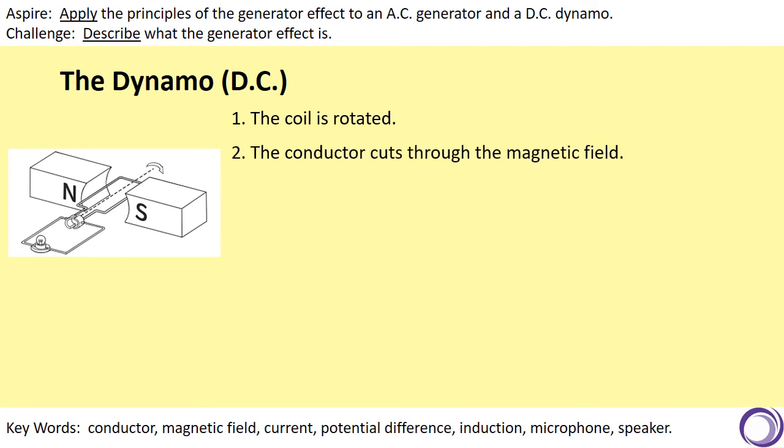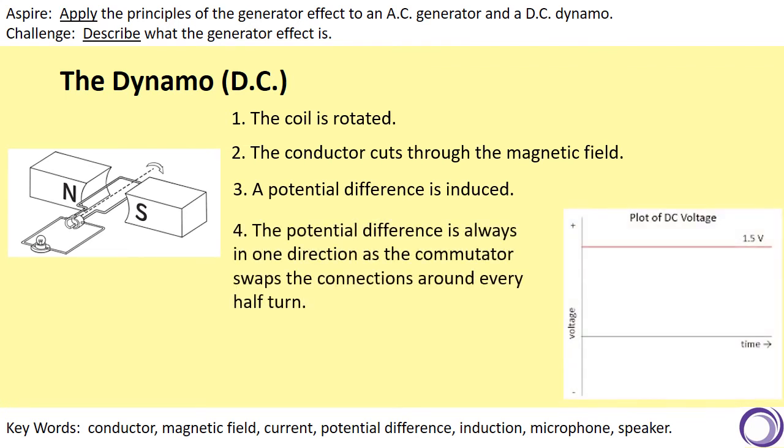Conductor cuts through the magnetic field, so that's the same as the alternator. We get a potential difference that's induced. The potential difference is always in one direction though now, because on this one we've got a commutator. So the connections swap every half turn. So we end up with a voltage that's always in the same direction.